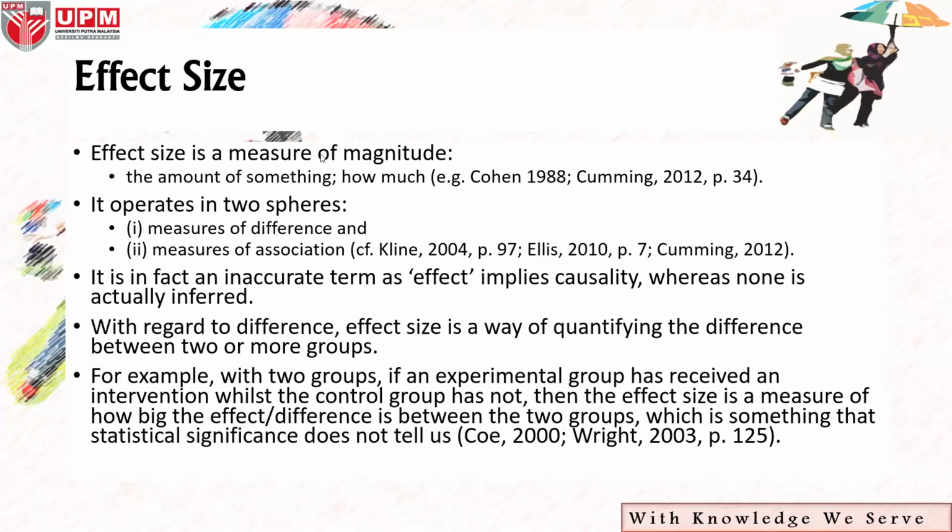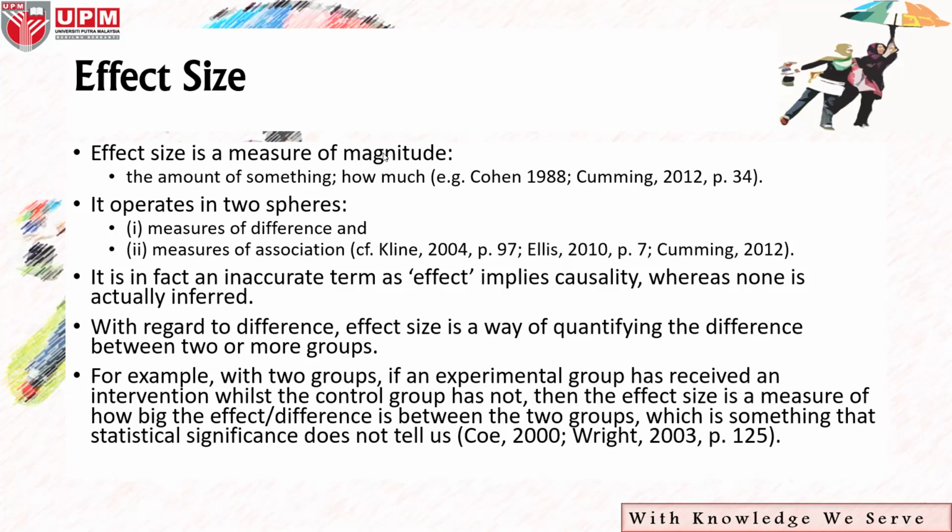So effect size is a measure of magnitude. If we use the significance alpha to determine whether the differences are significant or not, that's it. But the effect size will determine, if the difference is significant, how much is the significance? Either the significance is large, moderate, or low. So effect size is the amount of something, which is how much. It determines the magnitude or the size of the relationship, size of differences, size of influence. It operates in two spheres.